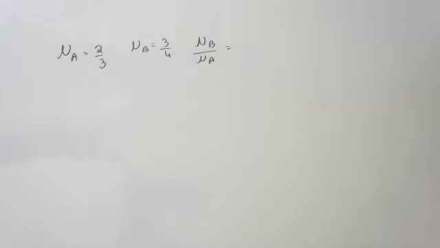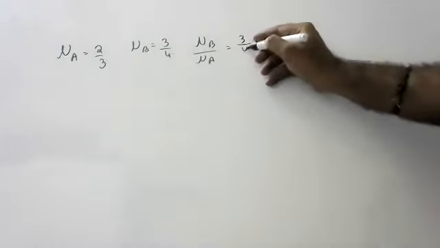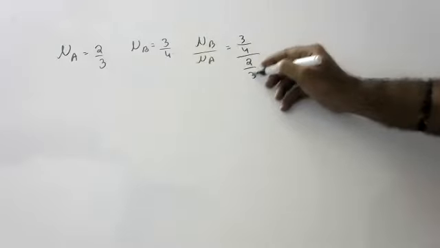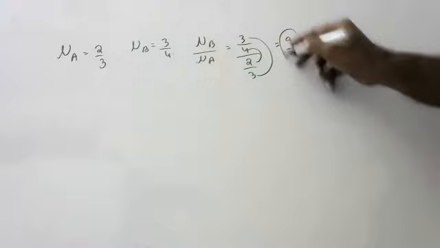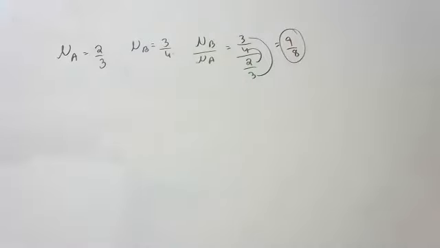3 by 4 by 2 by 3. So this will go here, this will go here. So 9 by 8. Like this, children. You should be in a position to do questions like this.